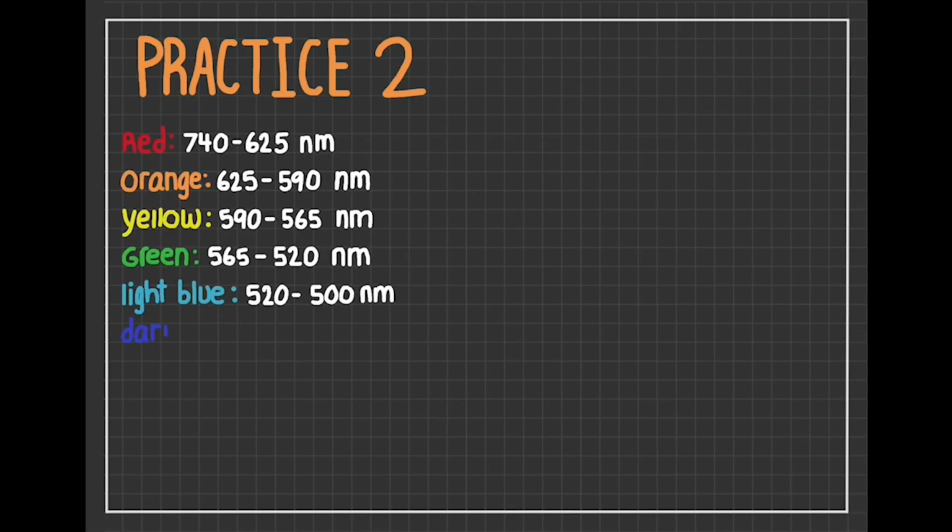Let's do one more practice. Here's some known information. Wavelengths correspond to specific colors. For red, that's between 740 and 625 nanometers. For orange, that's 625 to 590. For yellow, that's 590 to 565. Green is 565 to 520. Light blue is 520 to 500. Dark blue is 500 to 435. And finally, violet is 435 to 380 nanometers.